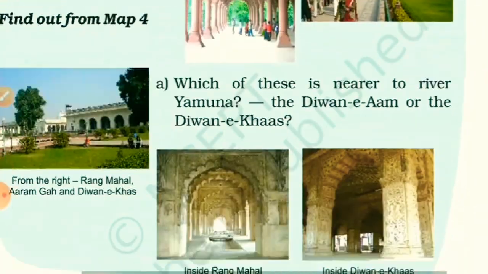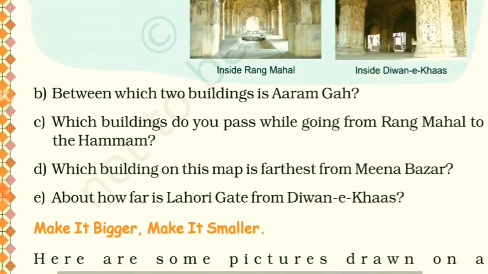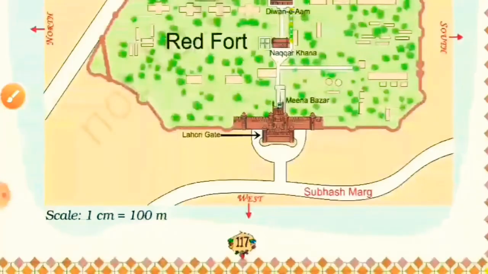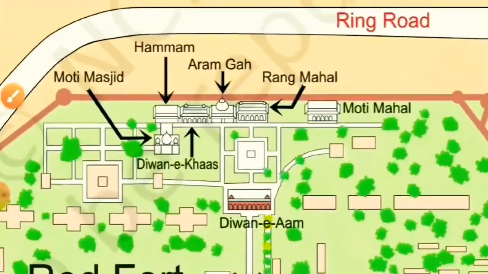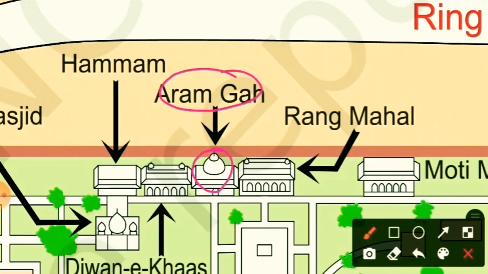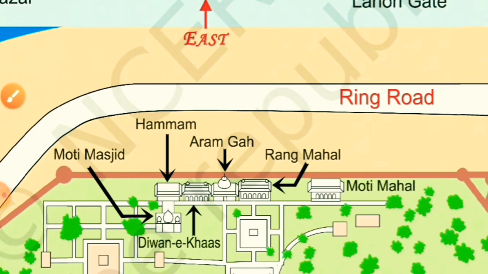Now next, question B. Between which 2 buildings is Aramgah? Okay, so here you can see Aramgah. This is written Aramgah, and it is between Rang Mahal and this one, Diwan-e-Khas.